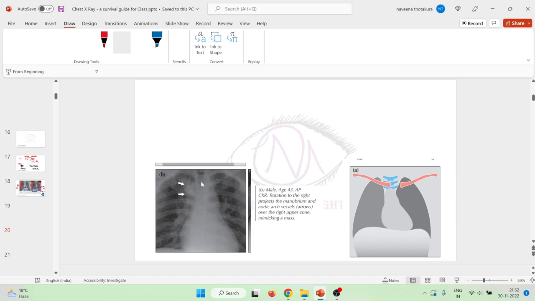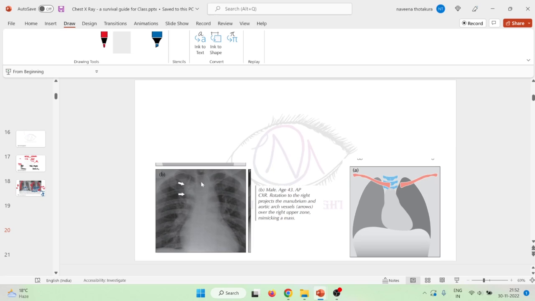Now here there is an angulated beam. That is, angulation is seen. The beam is angled upwards. So because the beam is angled upwards, this angulation can result in an ill-defined left dome of the diaphragm. The left dome of the diaphragm may be ill-defined, and this may be misdiagnosed as lower lobe disease.